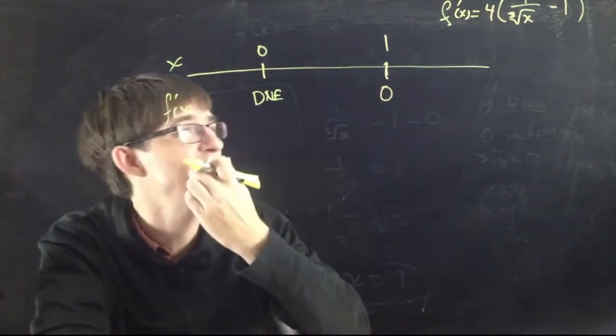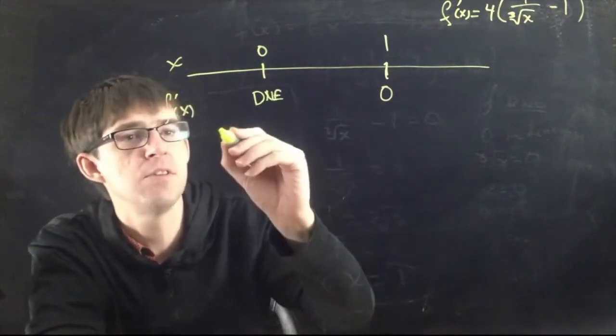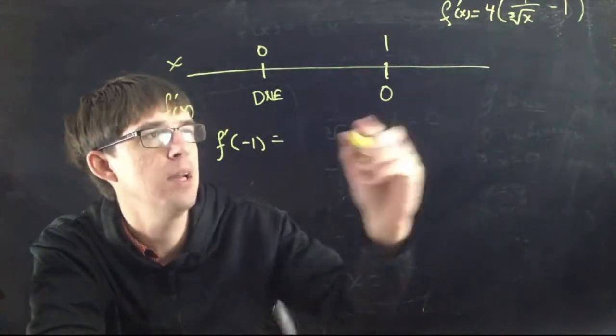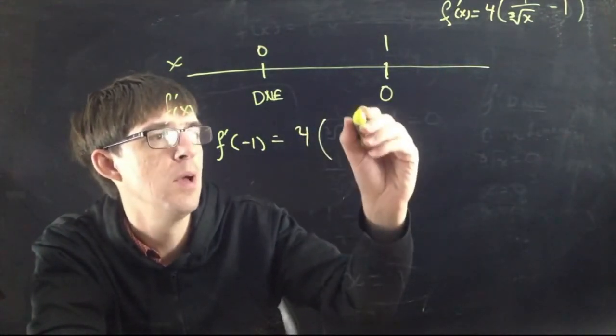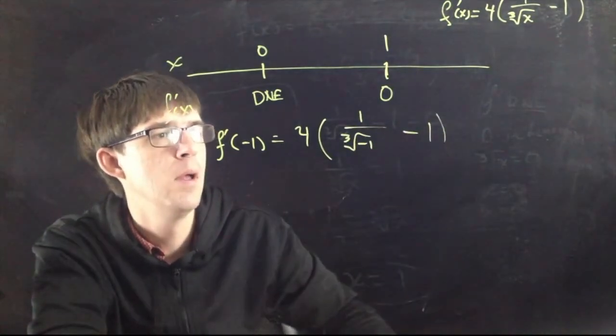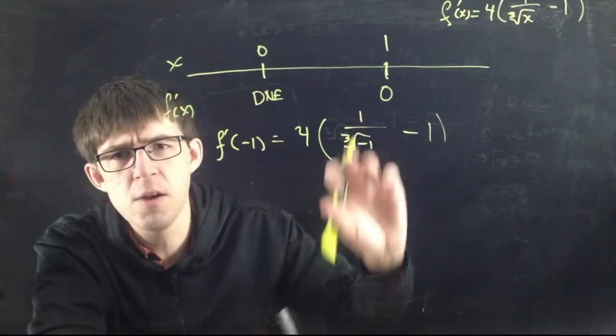Let's see what happens. So I'm going to choose on the left side my favorite number less than 0, which would be -1. I'm going to do f prime of -1. Plug it in up here. It says 4 times 1 over cube root -1 minus 1. All right. The 4 I know how to handle. What is this in here?